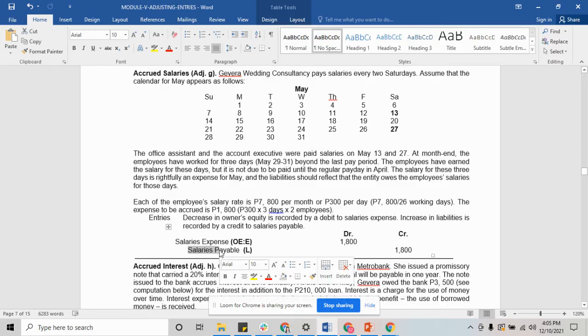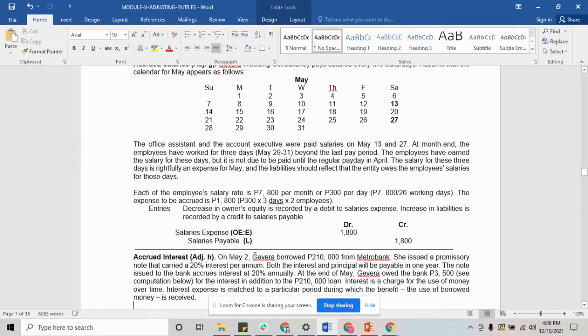Ma'am, kailan mawawala yung salaries payable? So, it will be debited kapag binayaran na siya sa April, sa first Saturday ng April. Okay, next.